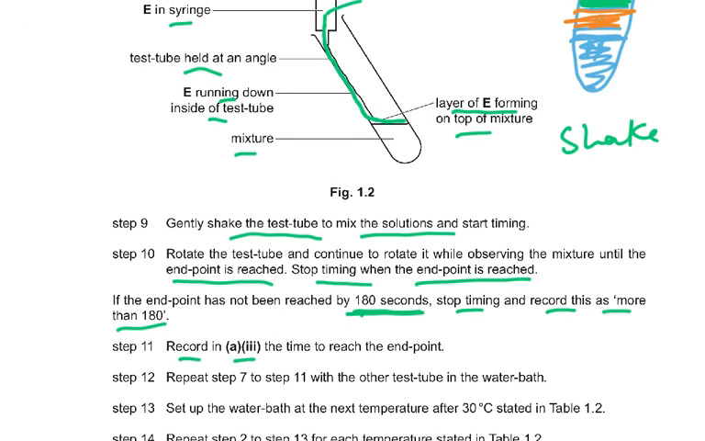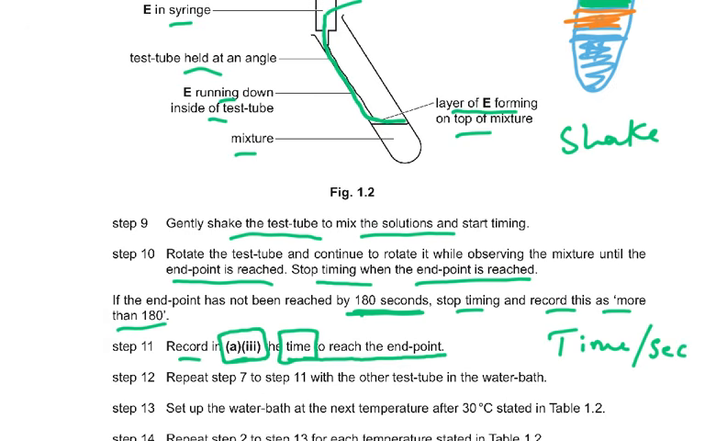Now record in A3 the time to reach the endpoint. Underline this so that you remember to do this in A3. The time to reach the endpoint. So you know immediately in the table there is something going to be time and seconds. The table heading is going to be time and seconds.